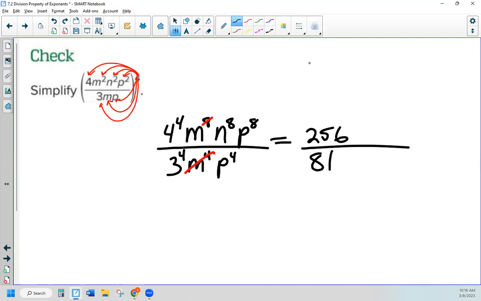Now, once again, the M's, I have 4 left over on the top. P, I have 4 of them here, cancel out with 4 of them here, giving me P to the 4th on the top. And the N's, there's no N's on the bottom, so they stay there.